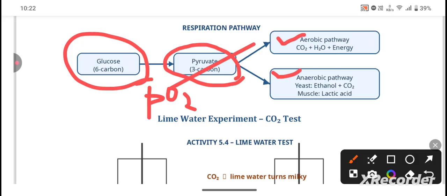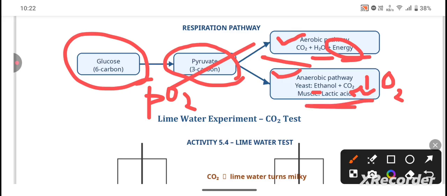In aerobic respiration, the pyruvate will be oxidized or broken down into CO2 plus H2O and generate a larger amount of energy, which will be stored in the form of ATP. In anaerobic respiration, where there is little oxygen present, the pyruvate will be broken down into ethanol plus CO2. And in the case of muscle, the pyruvate will be broken down into lactic acid.